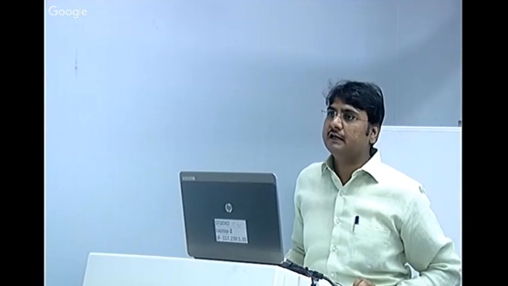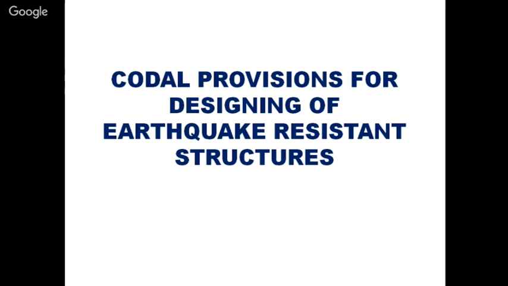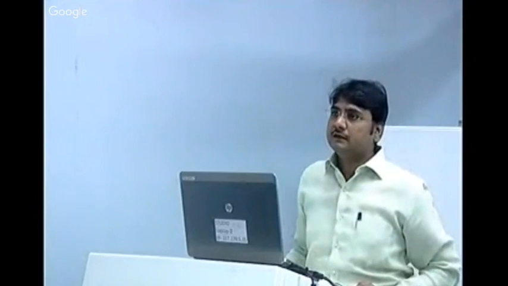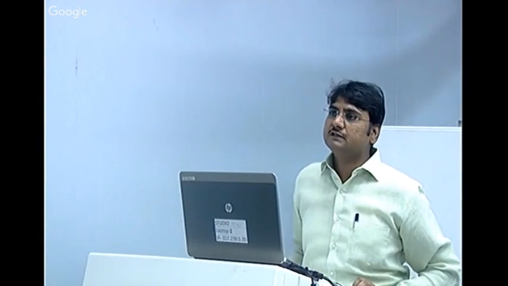Okay, now we are going to start. Yesterday we saw some of the provisions, some pictures, and how you can have earthquake resistant measures. So today we'll have the lecture on the Codal provisions. Much of this needs to be done by you. I'm here just to facilitate how you can make your structure earthquake resistant by the Codal provisions.